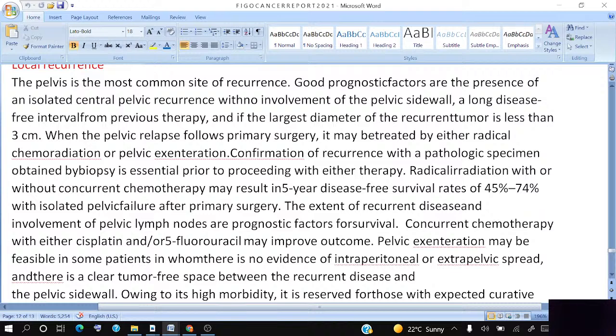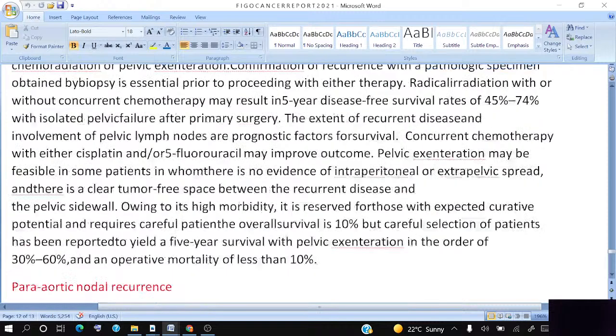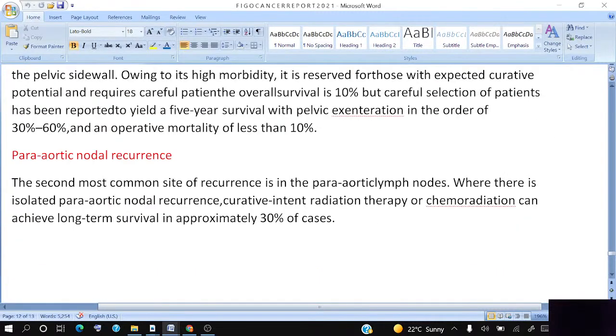And radical radiation treatment can result in a 5-year survival rate of 45 to 74%, for isolated pelvic failure after the primary surgery. So it is important to follow up and decide which treatment is going to be given.